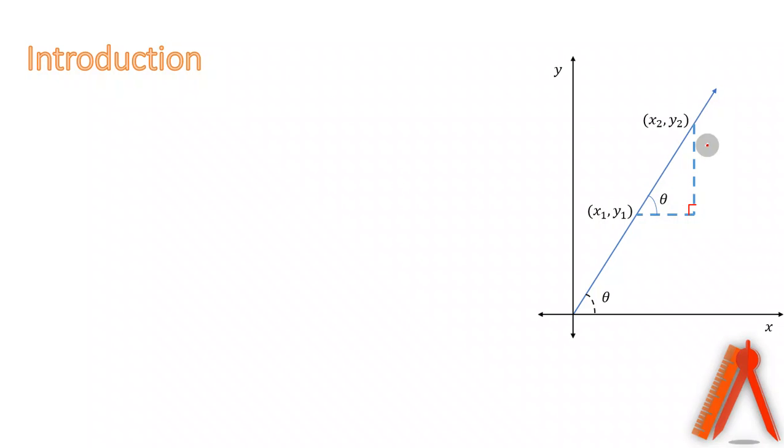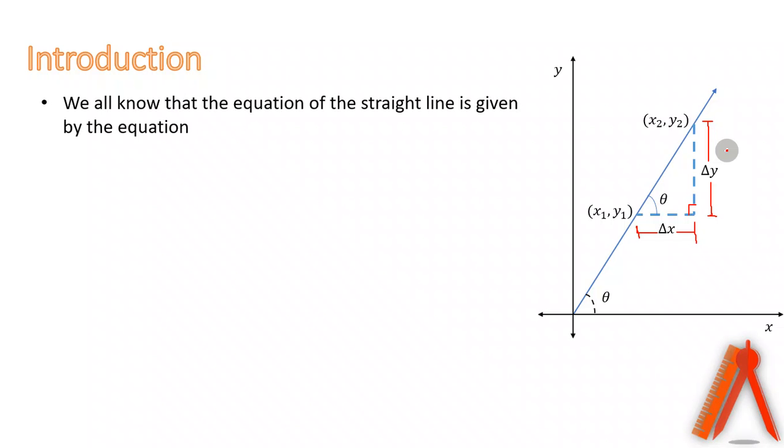So from these points, this looks somewhat like a right angle triangle. If it is a right angle triangle, then this distance is delta x and this distance is delta y. This is very simple. Delta is a Greek word which means change in. So delta x is equal to x2 minus x1 and delta y is equal to y2 minus y1. This is a very fundamental thing that we already know from our lower classes.